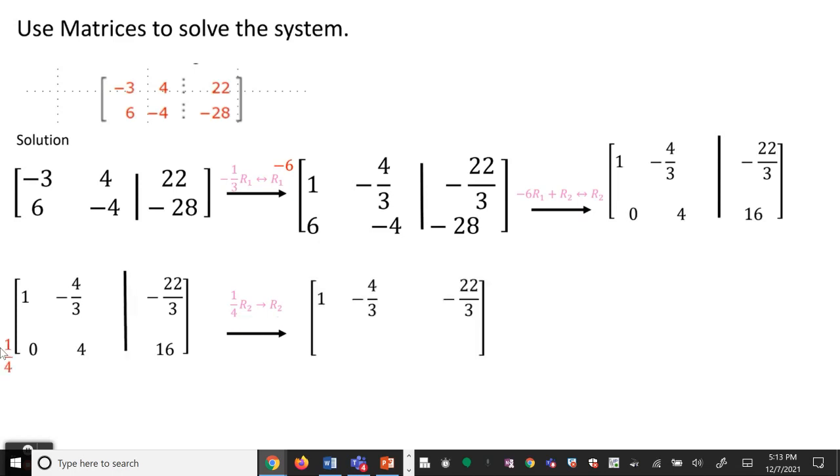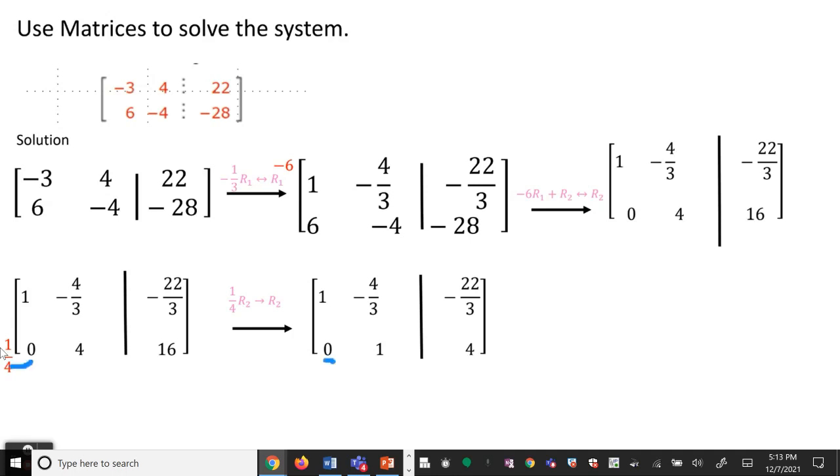Okay, so the first row, you don't want to change that, so I just write it out. And then I'm ready to do my multiplication. So I'm going to multiply 1/4 times 0, and that gives me a 0. And then 1/4 times 4 gives me a 1, and 1/4 times 16 gives me a 4. Okay, so we're a step closer to our goal.